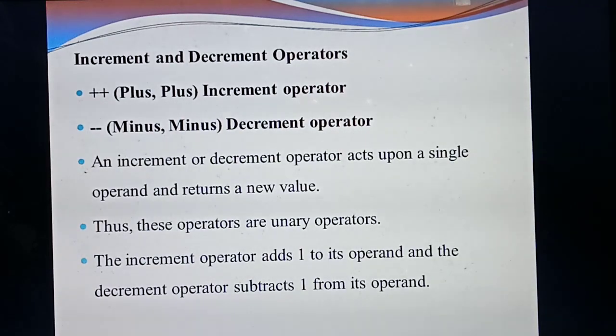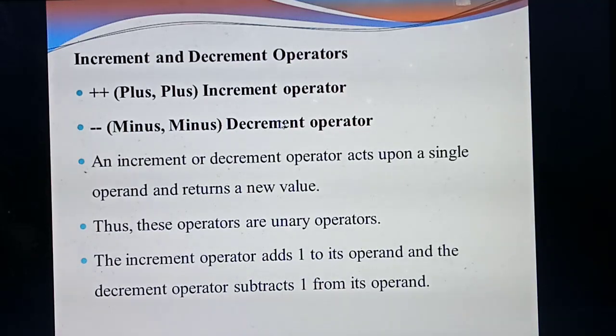Okay. So increment operator means 2 plus symbols. Which symbol is used for increment operator? Plus, 2 plus symbol. That means plus, plus. So 2 plus symbols are used for increment operator. Then 2 minus symbols are used for decrement operator. Very, very important, 1 mark question. So which symbol is used for increment operator? 2 plus symbol. Which symbol is used for decrement operator?